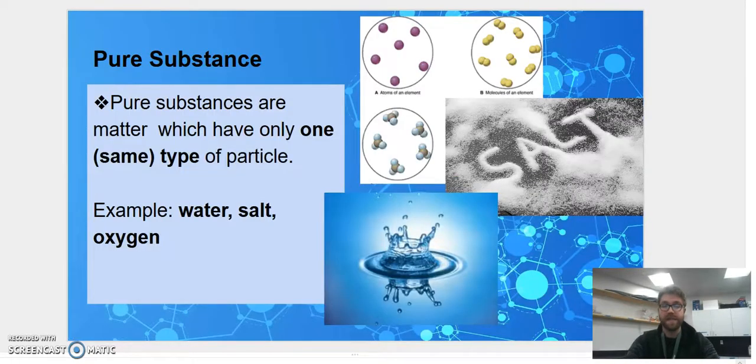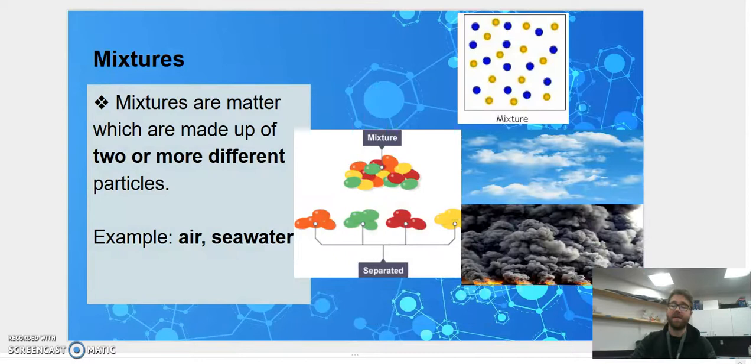So pure is something that's made up of only one type of particle. It could be one type of element, it could be one type of compound, but really we have one particle. A mixture, we're going to have a combination. That means we're going to have more than one type of particle, all mixed together. Like these Skittles or these M&Ms, all different colors, all mixed together.